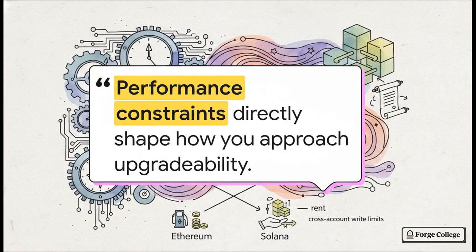Now, if you recall our previous explainer on performance and security considerations when porting token standards, you already know that minimizing compute costs and account writes is absolutely foundational on Solana. On Ethereum, gas costs dictate literally everything you do. But on Solana, it's all about rent and cross-account write limits. The rule of thumb here is that performance constraints directly shape how you approach upgradeability. The mechanism you choose to upgrade a program directly changes how, and honestly how often, you write state.